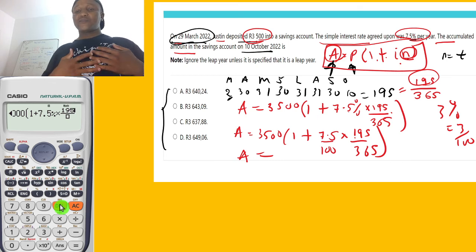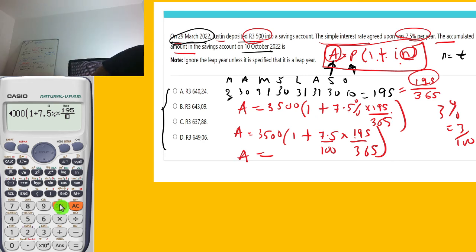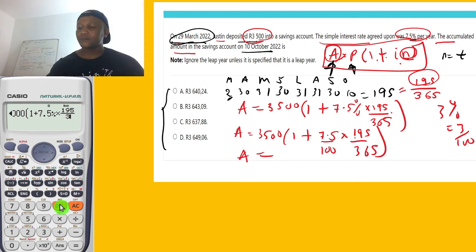I'm just waiting for it to pop. Okay, I've already removed the zero. You're gonna see now the zero is gone very soon. And then we can say equal to.